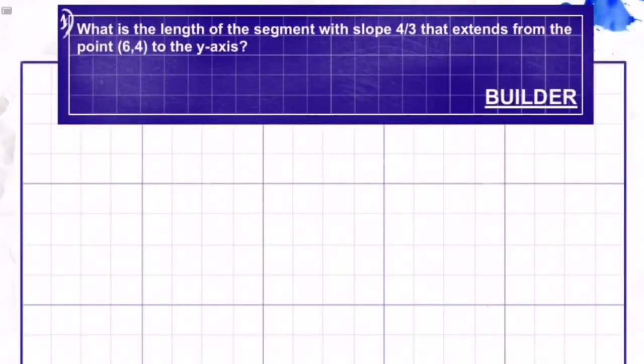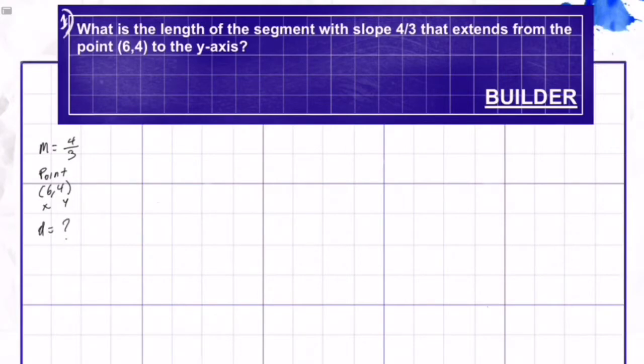So let's get started with the first example that states: what is the length of the segment with the slope 4/3 that extends from the point 6,4 to the y-axis? We had the slope 4/3 and we had the point 6,4. 6 is x and 4 is y. So we had to find the length of the segment, that is t.